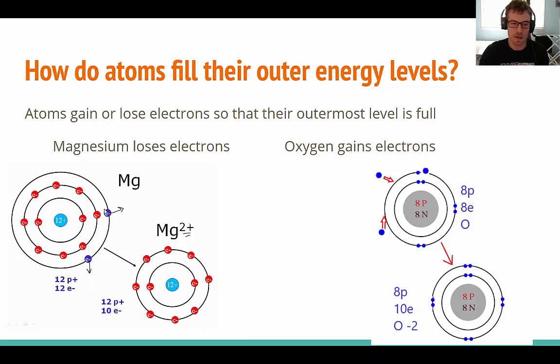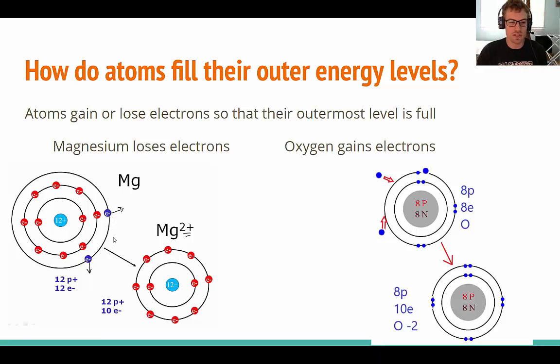Let's take a look at magnesium here. Magnesium has 12 electrons, so it's got 2 in the first level, 8 in the second level, and then 2 in the outermost level. All right, so it wants to have 8 in the outermost level. Now, there's 2 options here. It can either gain electrons or it can lose electrons. If it were to gain electrons, it would need to gain 6 electrons in that outermost energy level in order to get to 8, right? Well, the other option is to lose these 2 on the outside.